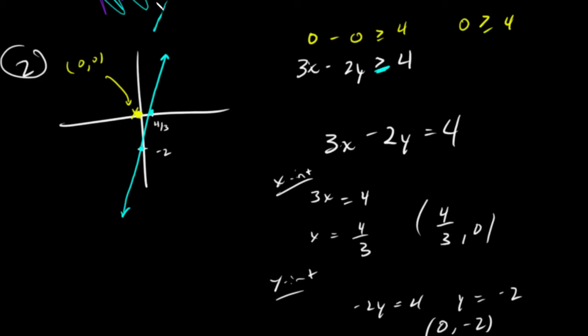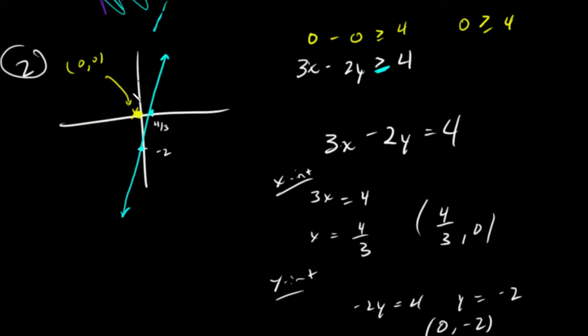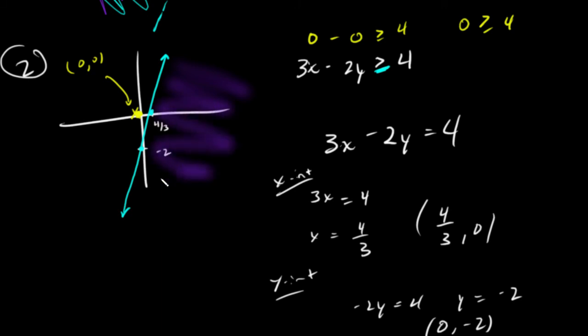That means, since this was an ambassador for all of the points on this side of the line, that all of these points are not solutions. That means you don't want to shade that way, so I'm going to erase that. Our solution lies over here. This is where your solution is. Look at that beautiful shading. So there's your solution. Now we've got number 5.